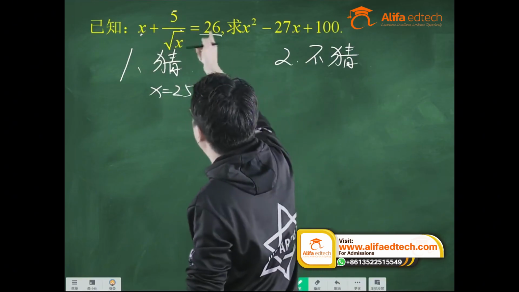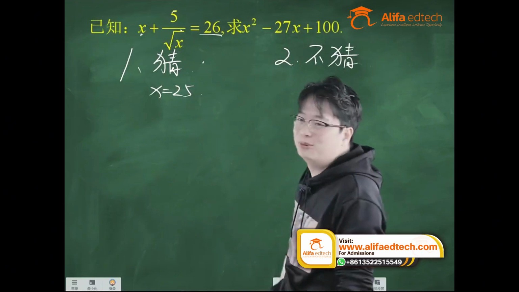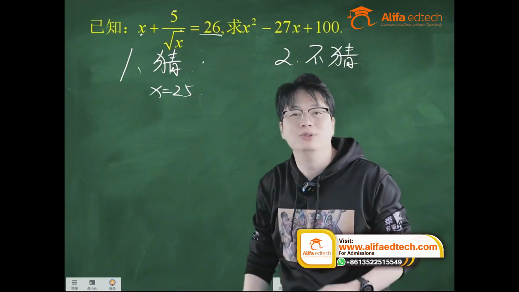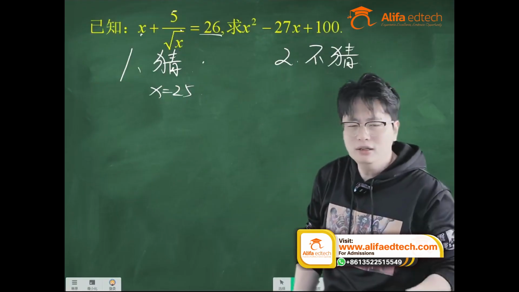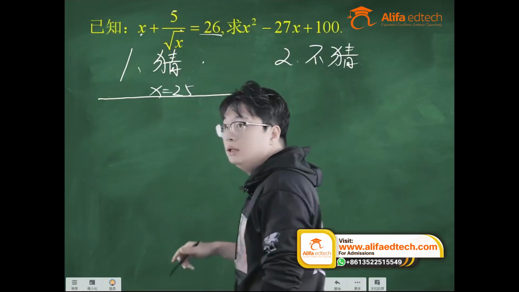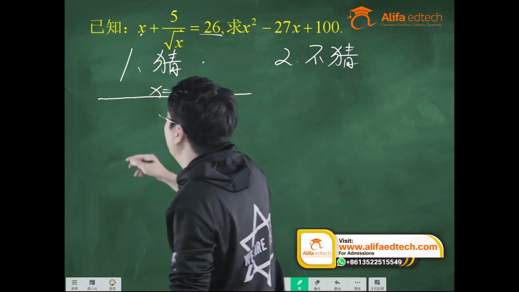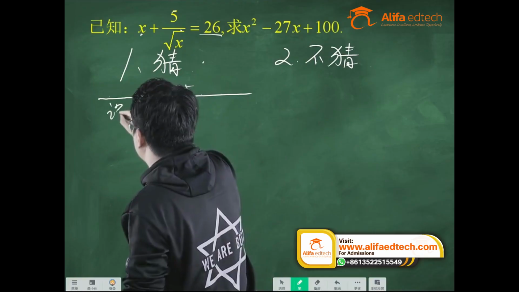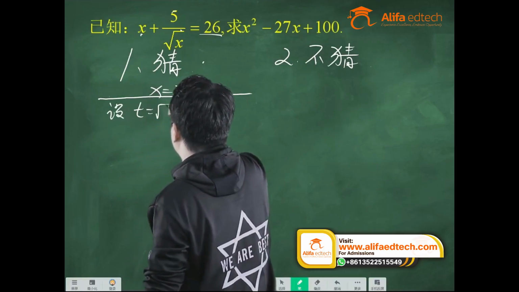5 plus 25 is just 26. Set x to 25 and then check whether it is true, and the answer comes out." This is what the guessing classmate said. First of all, I have a root in it, so if I don't want the root, I can change variables. So I set t to be the square root of x.